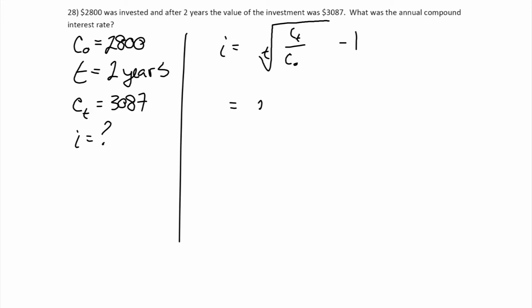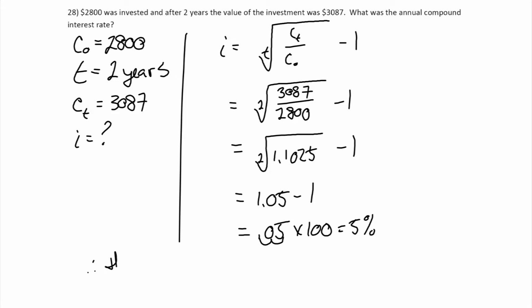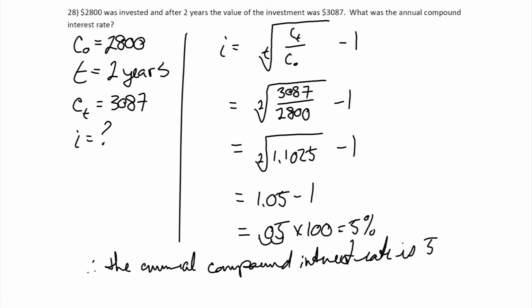Putting in our values, we're actually looking for, in this case, the square root of CT, 3,087, divided by 2,800, minus 1, which is equal to the square root of 1.1025 minus 1, which is equal to 1.05 minus 1, which is equal to 0.05. We want to take our 0.05 and convert it into a percentage, so we multiply by 100, which moves the decimal place 2 places, so we get 5%. Therefore, the annual compound interest rate is 5%.